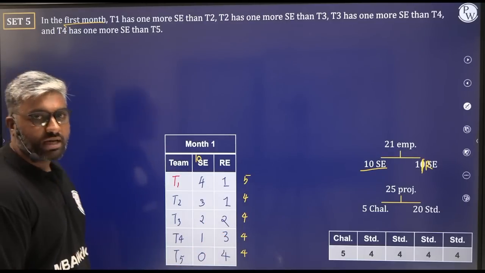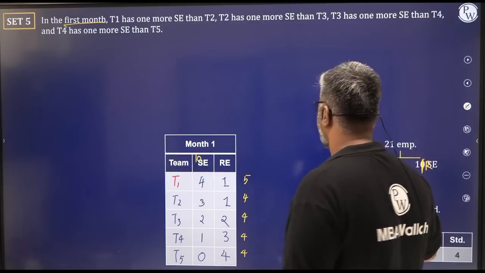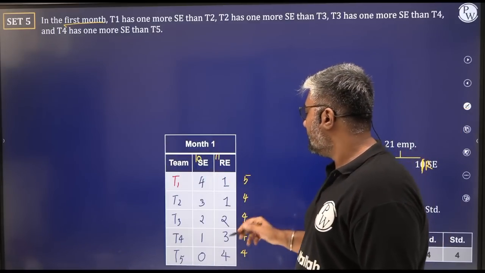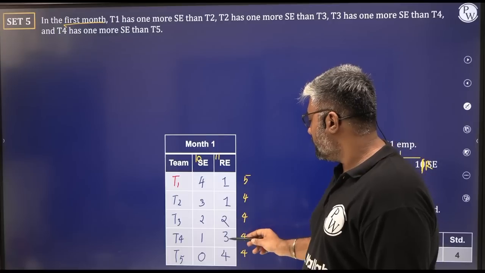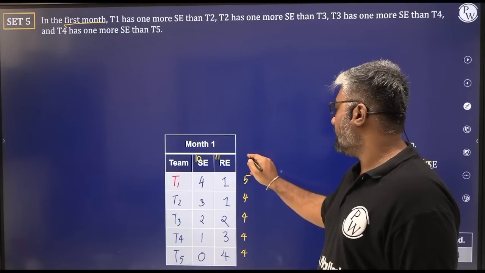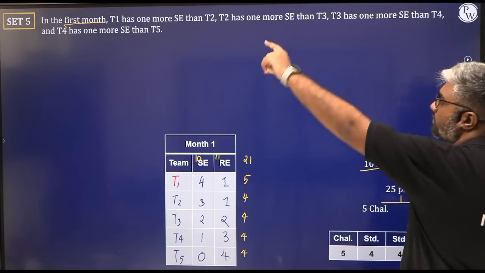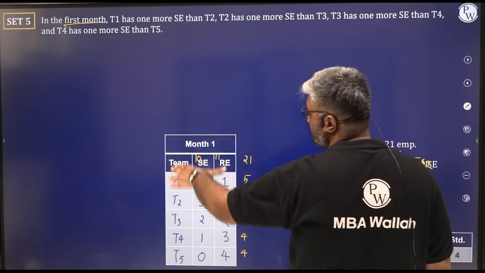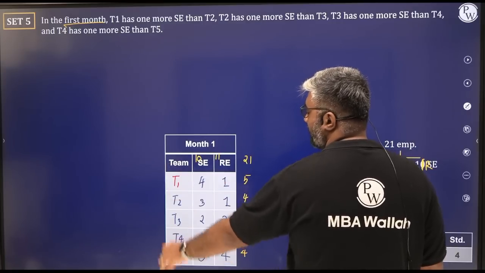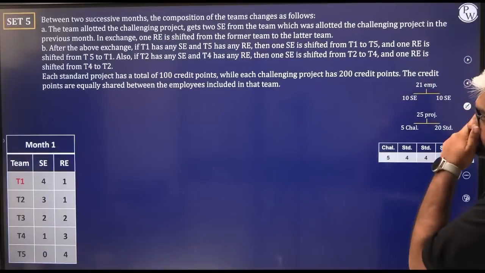Again, just to cross check if we are going in the right direction, let's see if we have 11 REs or not. Do we have 11 REs? 1, 2, 4, 7. 7 plus 4 is 11. Makes sense. Perfect. Total 21 employees. We are on the right track. So we figured out from this one statement the entire split up of the 21 employees and the 5 teams in month 1. Let's read ahead.